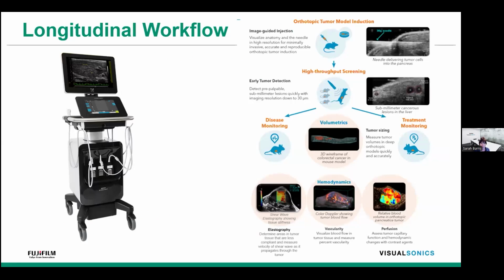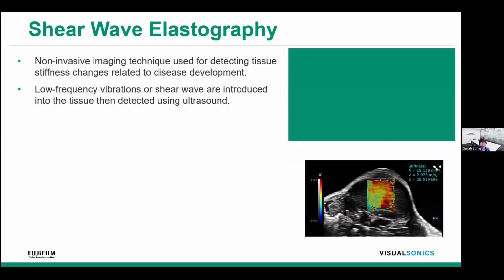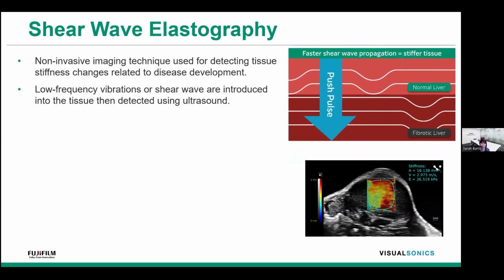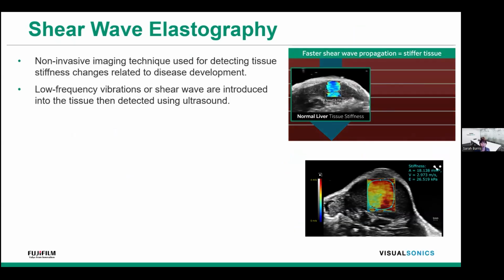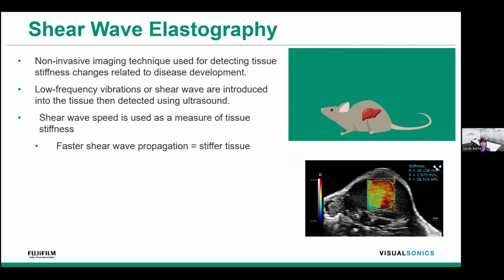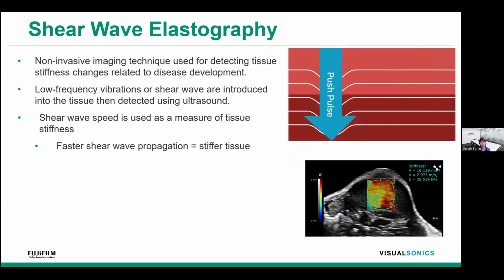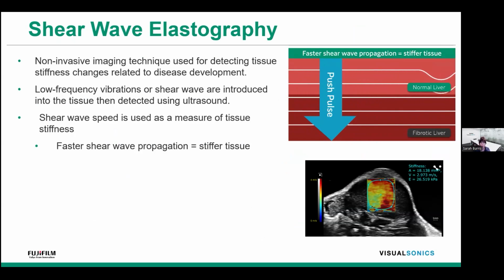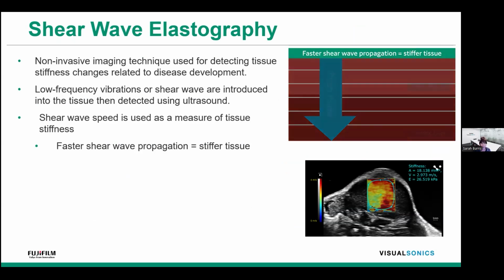Now, one of our newest imaging modes available on the Vevo F2 is shear wave elastography. And this is a non-invasive imaging technique used to look at tissue stiffness during disease development. Now, it does this by essentially introducing a low frequency vibration or a shear wave into the tissue that then gets detected with ultrasound. Now, shear wave speed is essentially used to determine the stiffness of the tissue, in that the faster the wave propagates through the tissue, the stiffer that tissue is.